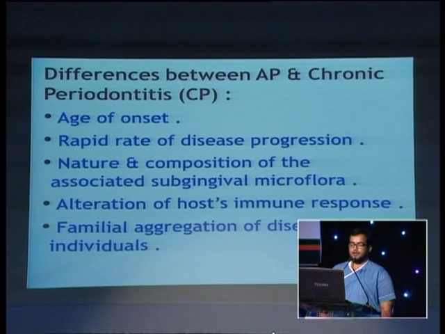Aggressive periodontitis is a multifactorial, severe, and rapidly progressive form of periodontitis, characterized by destruction of alveolar bone and periodontal attachment loss over a short period. Differences between aggressive periodontitis and chronic periodontitis: the age of onset, rapid rate of disease progression, nature and composition of the associated subgingival microflora, alteration of host immune response, and familial aggregation of diseased individuals.